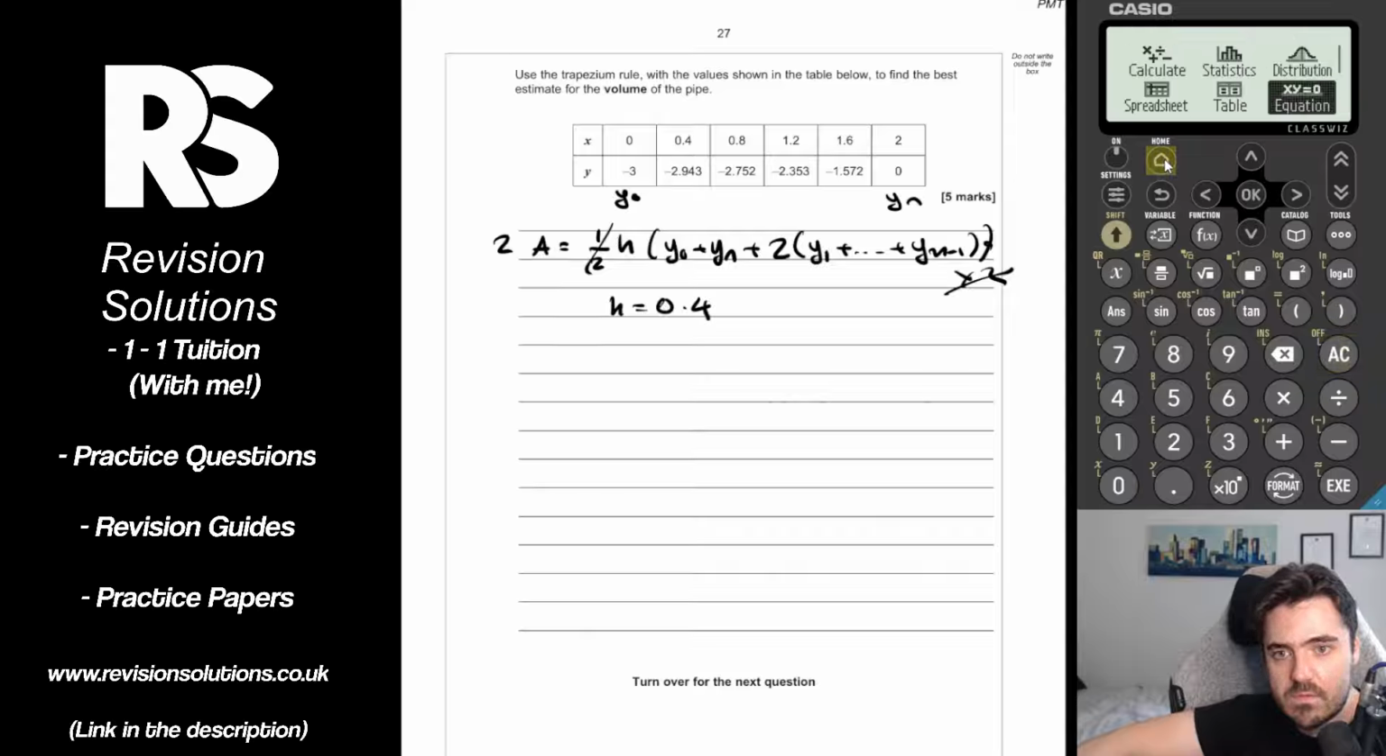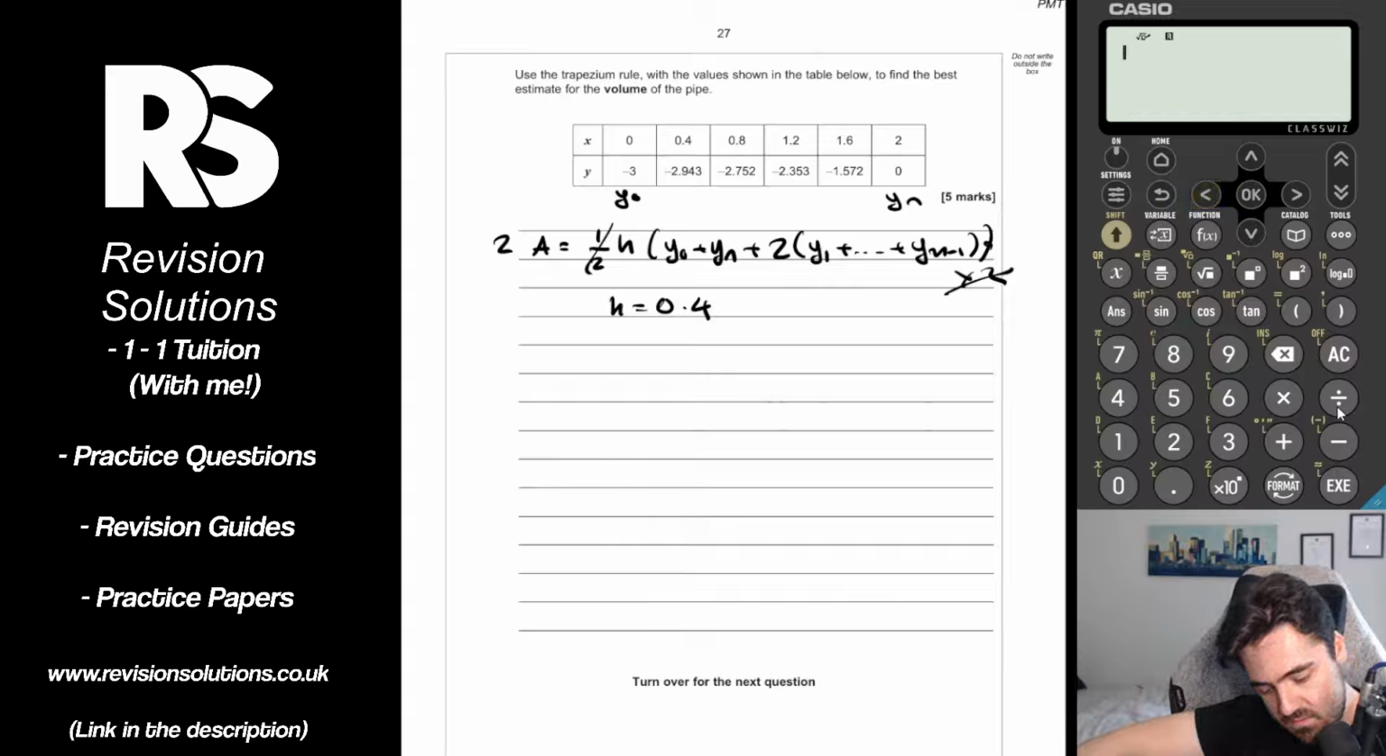So if we go back to the normal section, h, which is the width of the trapezium, is 0.4, times the first y value, which is -3, plus a 0, so I'll just leave that alone. And then we've got plus 2 lots of all the ones in between. So that's minus 2.943. Then it's going to be plus, but really another minus 2.752.